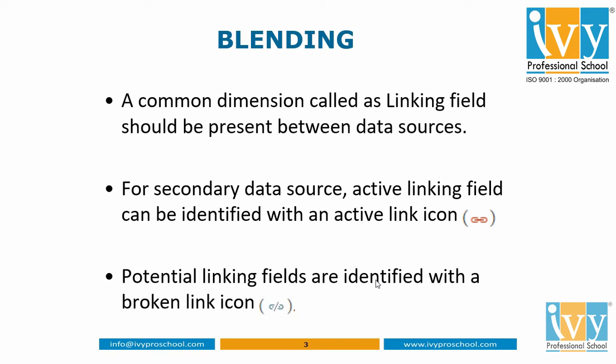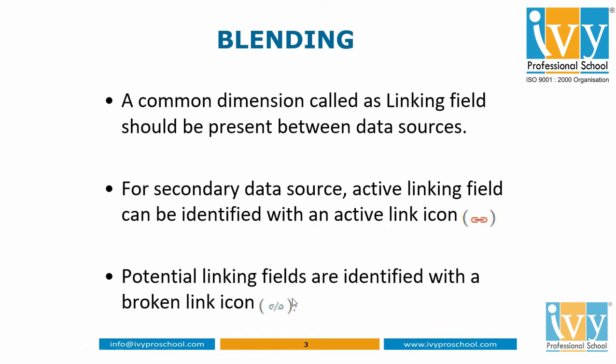In order to combine the data from multiple sources, there must be a common dimension between the data sources. And this common dimension is called the linking field. The active linking field is identified in the data pane for the secondary data source with an active link icon. And the potential linking fields are identified with a broken link icon.